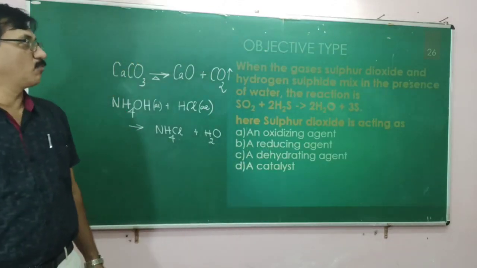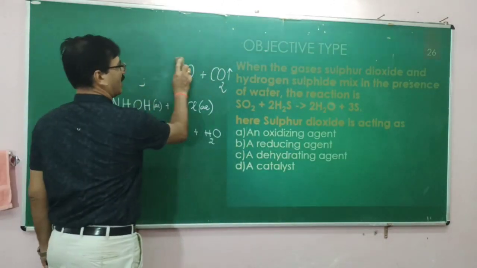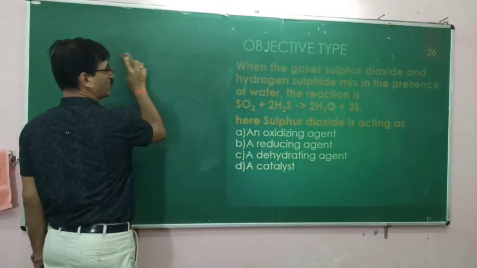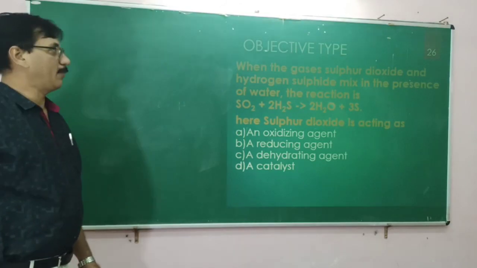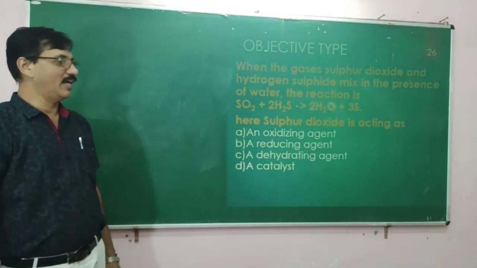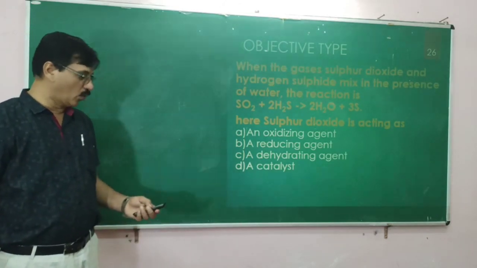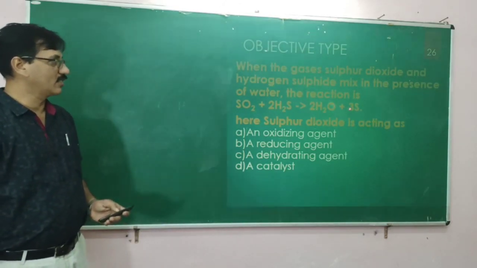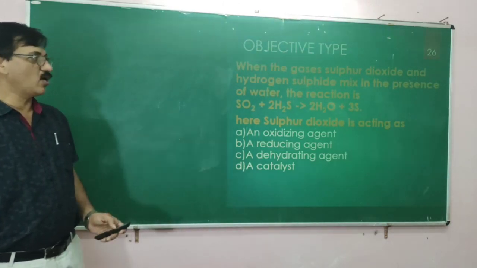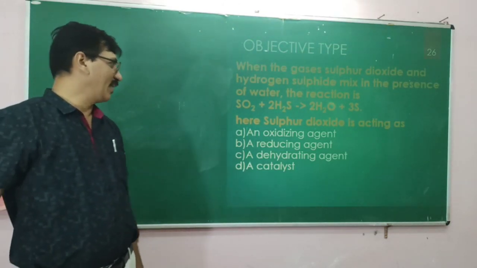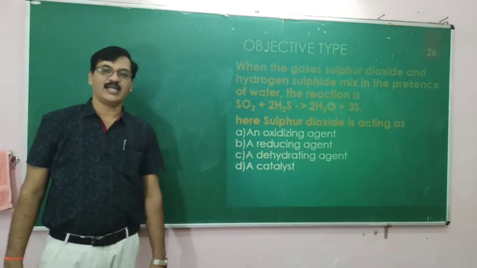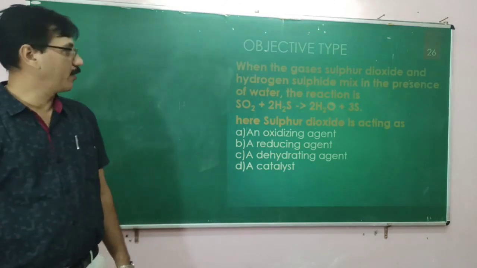Now let us take up some objective type of question. When the gases sulfur dioxide and hydrogen sulfide mix in the presence of water, the reaction is SO2 plus H2S giving rise to H2O and 3 sulfur. Okay, so it is balanced. Here sulfur dioxide acts as an oxidizing agent, a reducing agent, a dehydrating agent, or a catalyst. So here is a point to think.